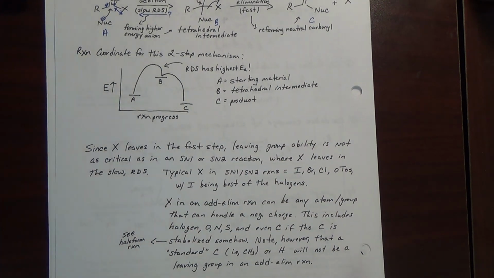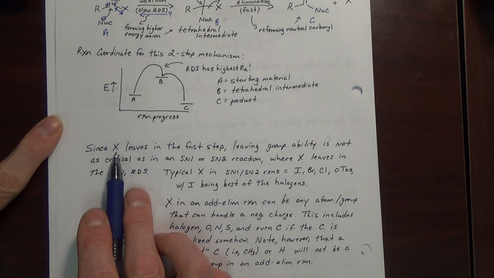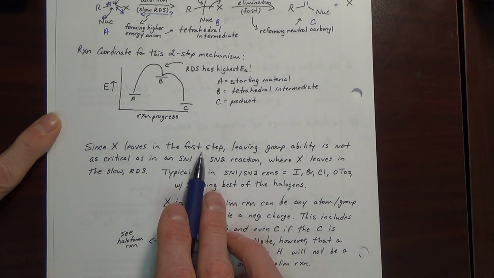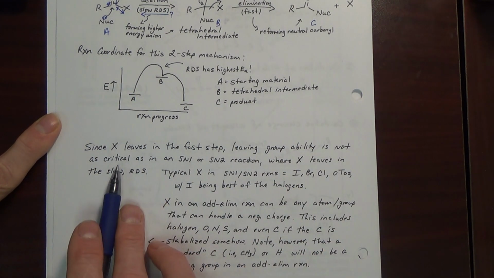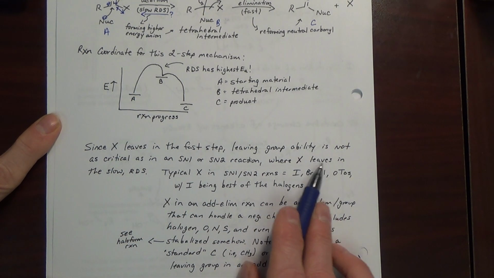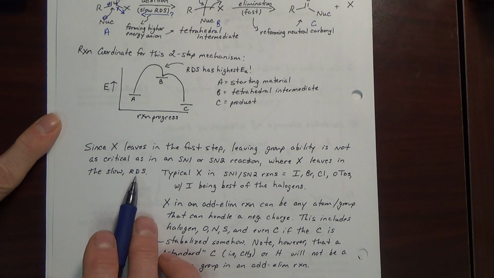Okay, what about leaving group requirements? What's the best leaving group? Well, since X leaves in the fast, easy step, leaving group ability is not as critical as in an SN1 or SN2 reaction, where the leaving group leaves in the slow rate-determining step, right?